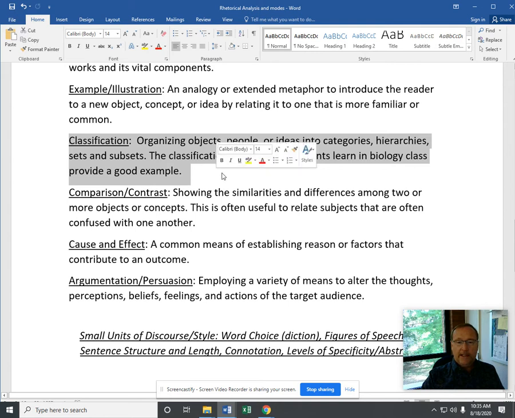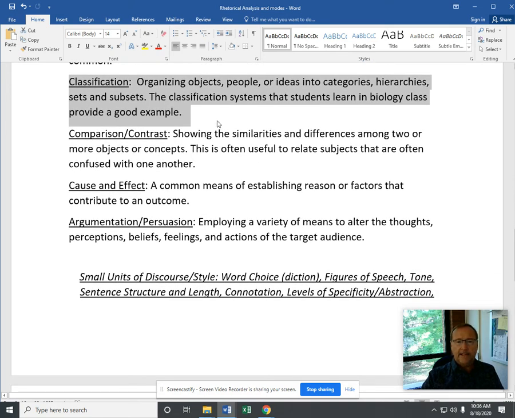Classification, organizing objects, people, or ideas into categories, hierarchies, sets and subsets. And you're probably familiar with, from your biology classes, the kingdom, phylum, class, order, family, genus, species, and I probably got those mixed up, but you know what I'm talking about. A common classification system, a way of making sense of things. And in this case, classification is sort of like a series of concentric circles, or those Venn diagrams you worked with probably in middle school in math class. You can do the very same thing as an organizational structure with your writing.